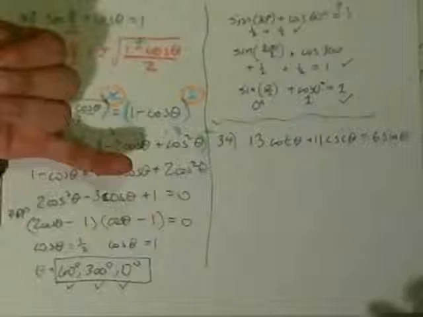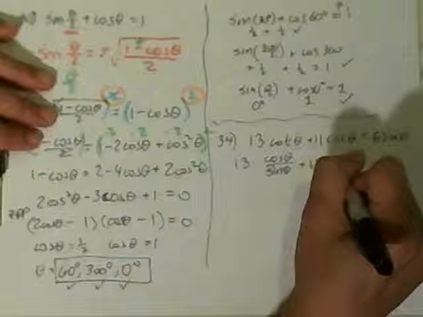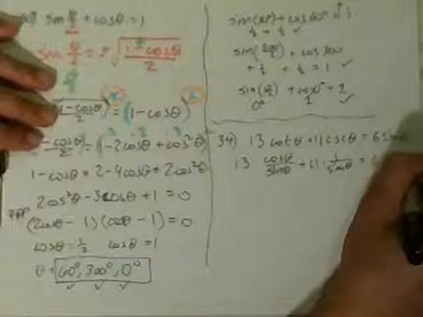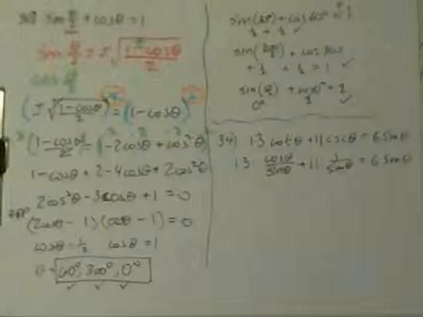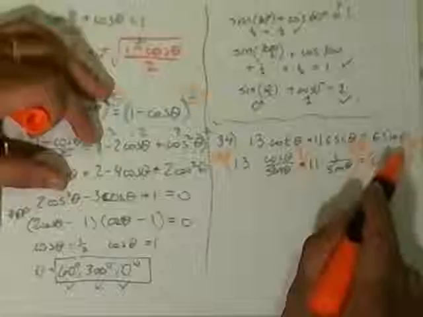So I have 13 times cosine of theta over sine of theta plus 11 times 1 over sine of theta is equal to 6 sine of theta. We're going to bust that fraction, the common denominator is sine of theta. We'll multiply the left side by sine of theta. Multiply the second term by the sine of theta. Multiply this by the sine of theta. I use short notation right there. Sine of theta.